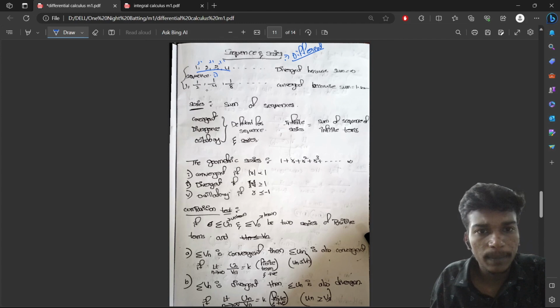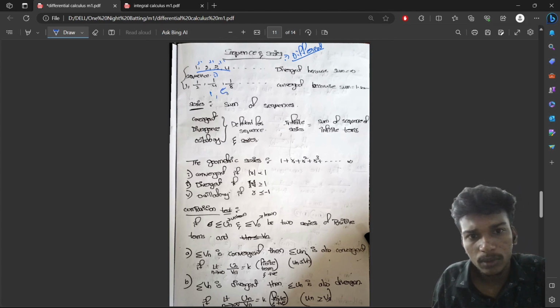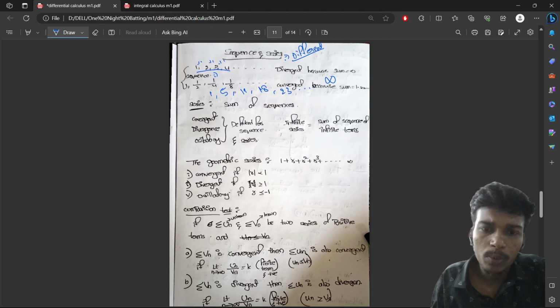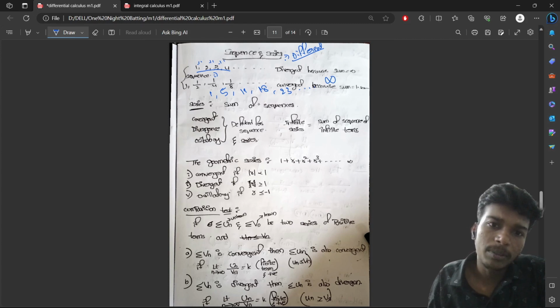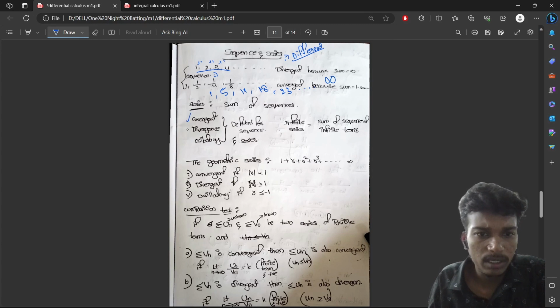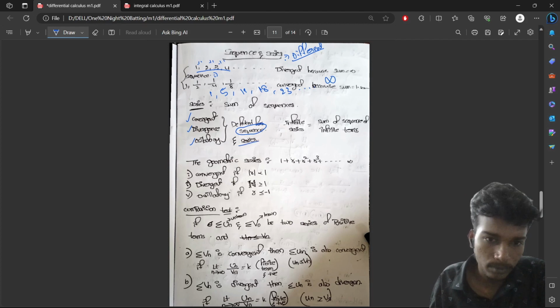If we consider a group of terms like 1, 5, 11, 18, 23, and so on up to infinity, this is also a group of terms, but there is no order in these terms. This type of arrangement is known as a series. There are three types of series: convergent, divergent, and oscillatory. There can be convergent, divergent, and oscillatory sequences also. We are going to discuss series only.